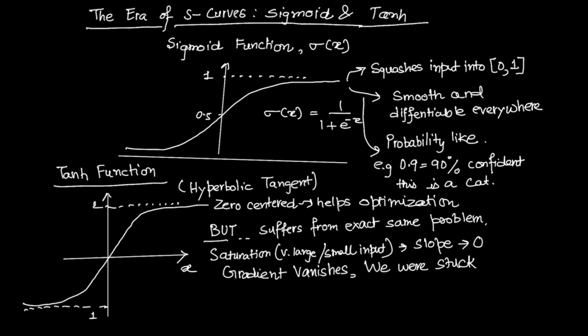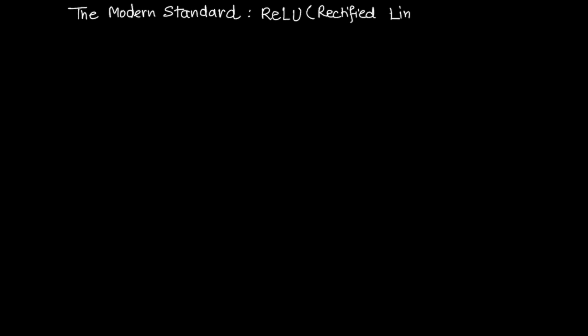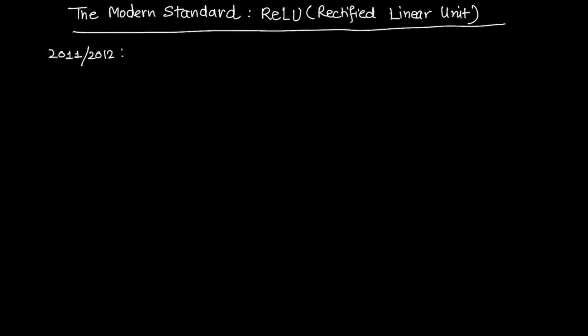We tried to fix this with Tanh, or hyperbolic tangent. Tanh is basically a scaled sigmoid that goes from -1 to 1. It is zero-centered, which helps with optimization because the data doesn't drift to positive values constantly. But guess what? Tanh suffers from the exact same problem. If the input is very large or very small, or saturated, the slope becomes 0. The gradient vanishes. We are stuck. We need a revolution.